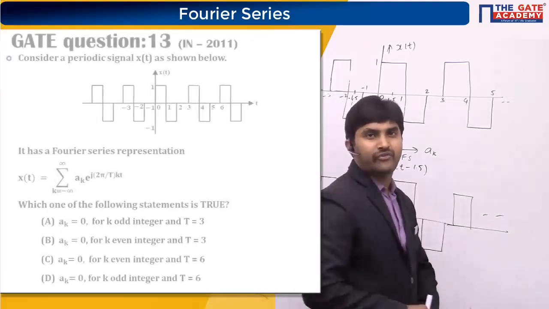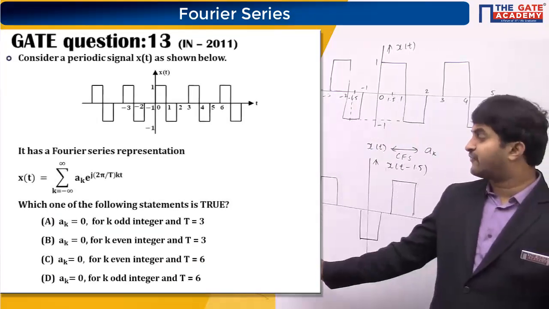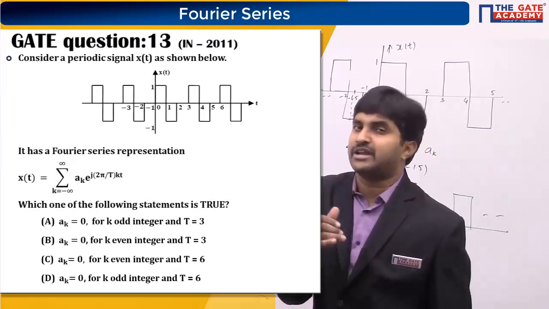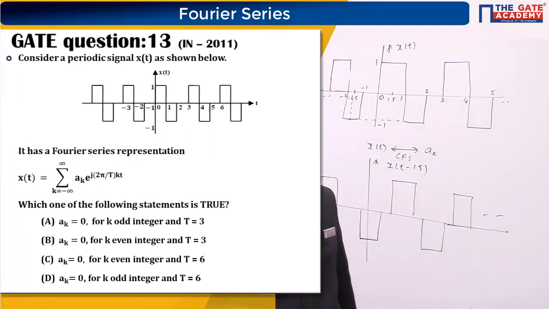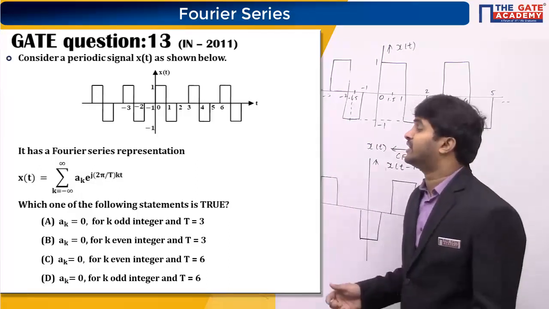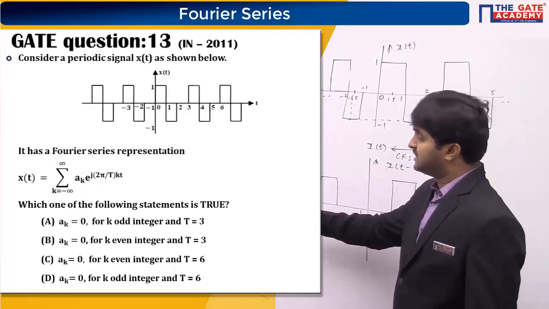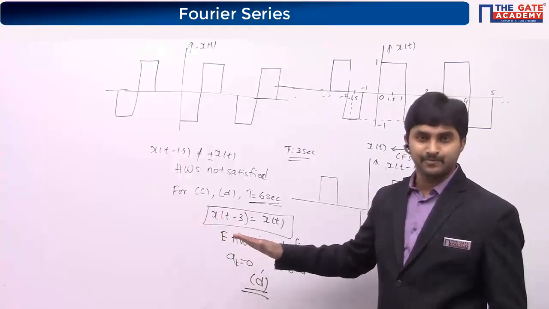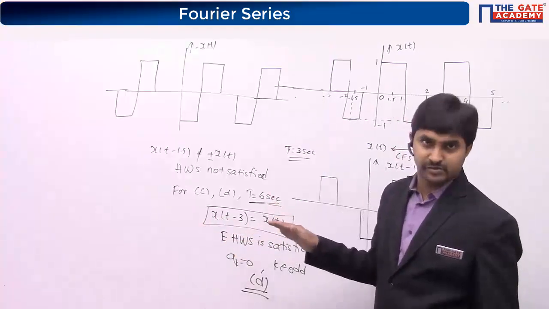So this is the only way by which you can have even half-wave symmetry. Why I told you that even half-wave symmetry can be neglected is because of this particular fact. Unless and until you consider a time period which is double that of the fundamental time period, you can never have the even half-wave symmetry.